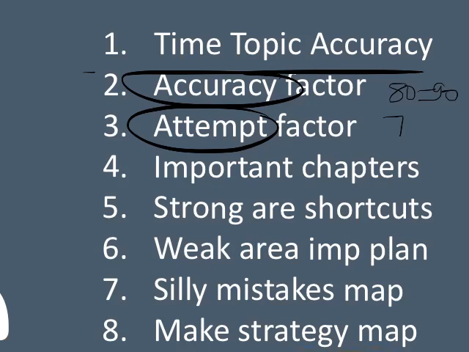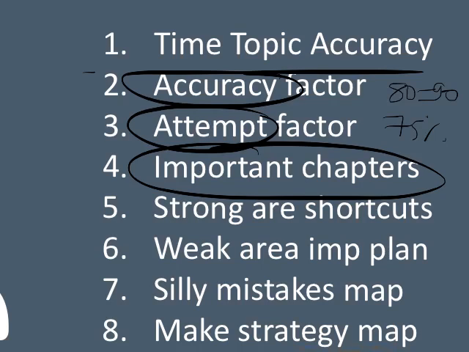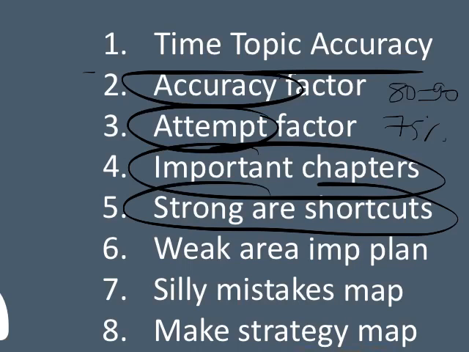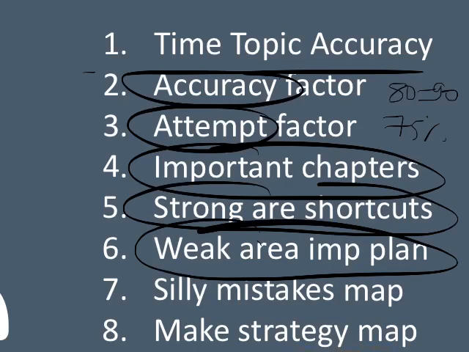Attempt factor: attempts have to be 75% of the paper. That's your thumb rule in the final exam, not in the mocks. Identify important chapters and make sure you're doing well in those important chapters. If you're not, you have to improve them. In strong areas, find shortcuts. For topics which you already know, don't become complacent. Don't stop, solve more questions. You have to have more accuracy and more speed there. Make a weak area plan, an important weak area plan, so that we can improve our weak areas as well.